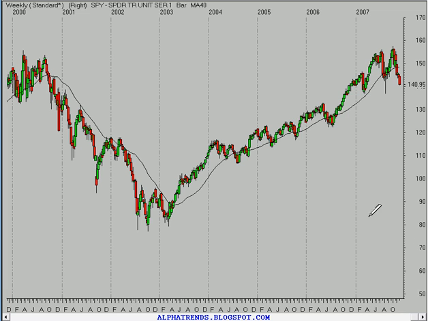You can see that this market, where we're looking at right now, is a weekly time frame, meaning each one of the candles represents 1 week. And I've got one simple moving average on here. That's the 40-week moving average. You can see that's the black line there.